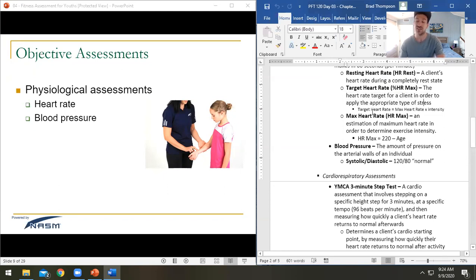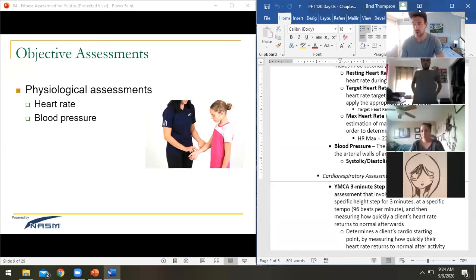So what we mean by this is what your target heart rate is going to be. It's going to be your heart rate max times your intensity. Now, when I say heart rate max, what do I mean by that? Well, that's sort of a different concept.